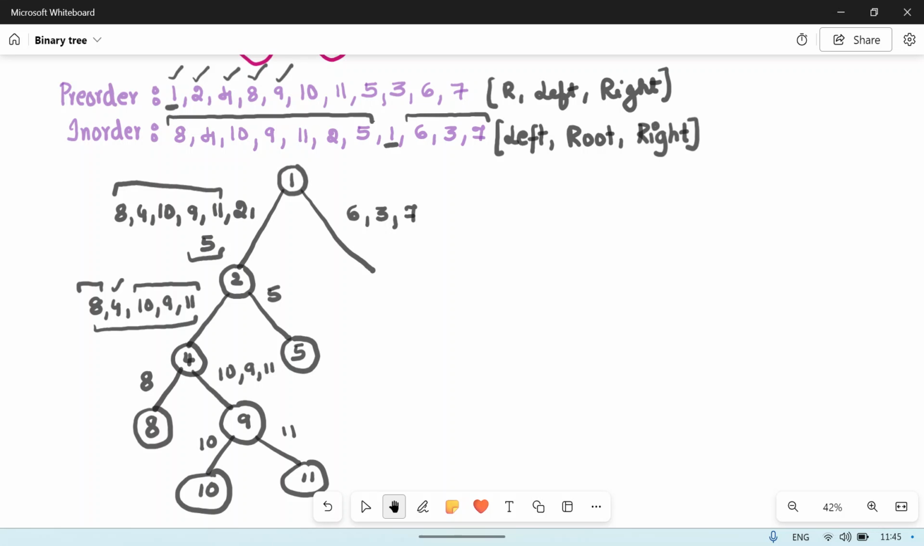See here, is 10 already included? Yes. Is 11 already included? Yes. Is 5 already included? Yes. So now we are left with 3, 6, and 7. Now we will find the next root. The next root is 3, so 3 will come here. 6 is towards its left and 7 is towards its right, so 6 becomes the left child and 7 becomes the right child. This is how you will construct the tree.